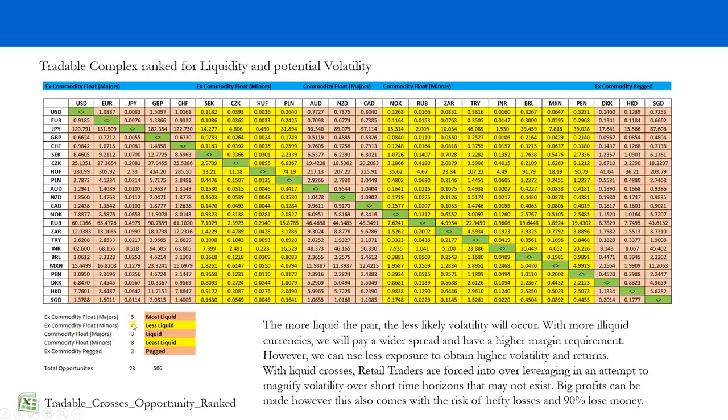Ex-commodity float minors, 4 in total. Commodity float majors, 3 in total. Commodity float minors, 8 in total. Ex-commodity pegged, 3 in total. Total opportunities equal 23, but debatable because of the commodity pegged situation. Total opportunities 23, gross net 20, and all of these currencies, in theory, can all be traded against each other.